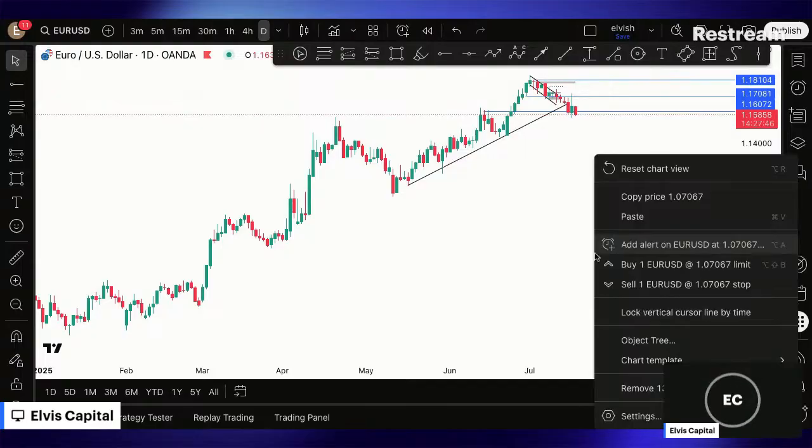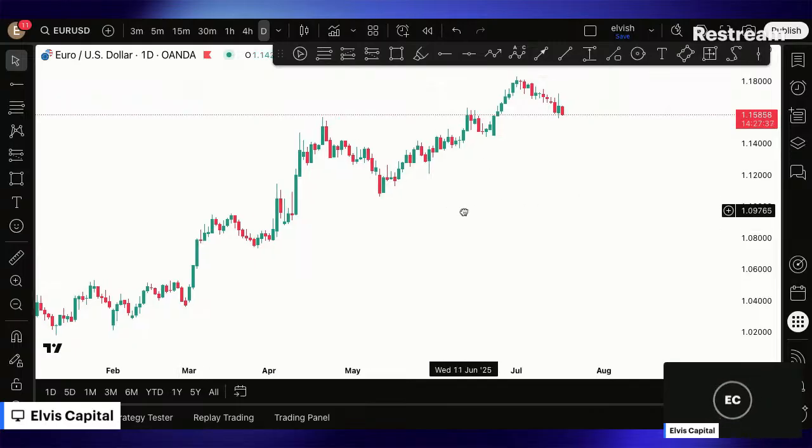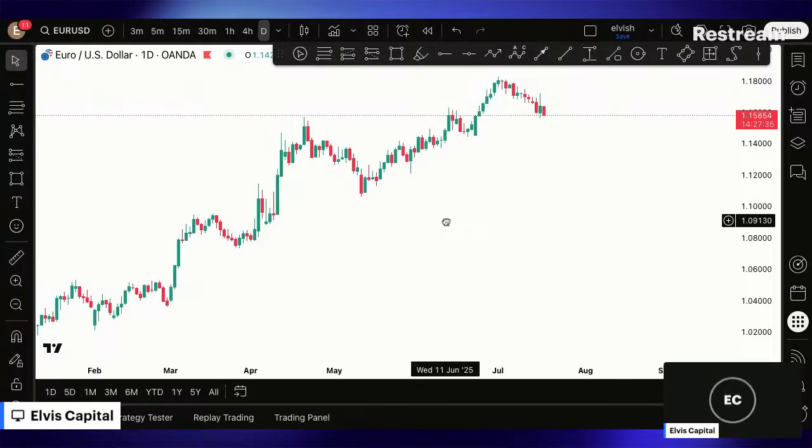So let me remove every drawing that I'm having here because I already profited from that. So now let me try to do something. If you look at Euro USD, you can see that Euro USD has been in an uptrend, right?